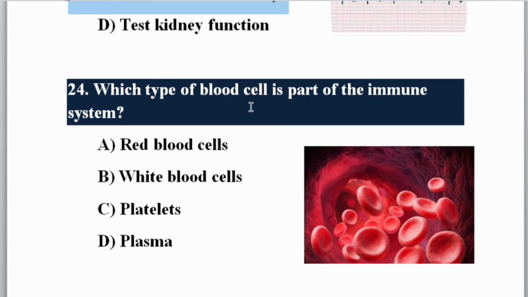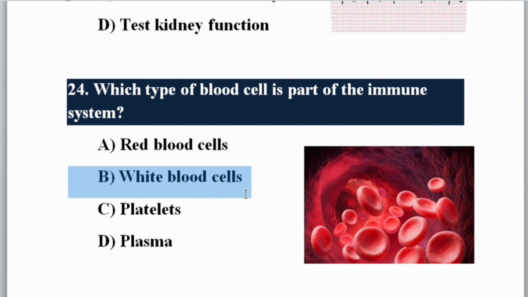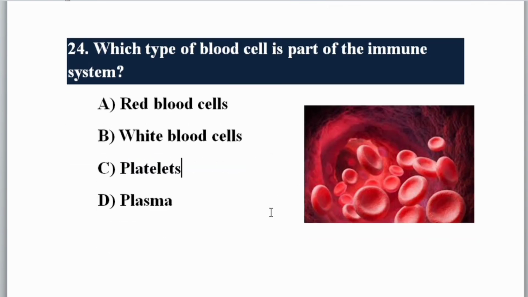Which type of blood cell is a part of immune system? Alpha, RBCs? Beta, WBCs? Yes. White blood cells are part of immune system.